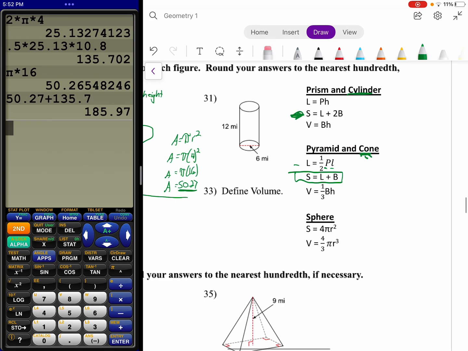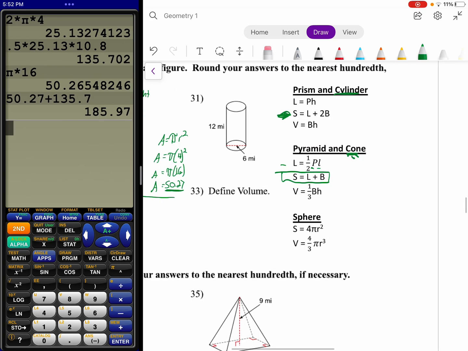Number 31, looking at that, that is a cylinder. I didn't leave myself much room here, so I'll come to the far right here and find these. The lateral area of a cylinder is the perimeter of the base times the height. So that P stands for perimeter of the base, H stands for height. Well, the perimeter of the base is a circle. To find the perimeter of a circle, that's called the circumference. So that's 2 times pi times r.